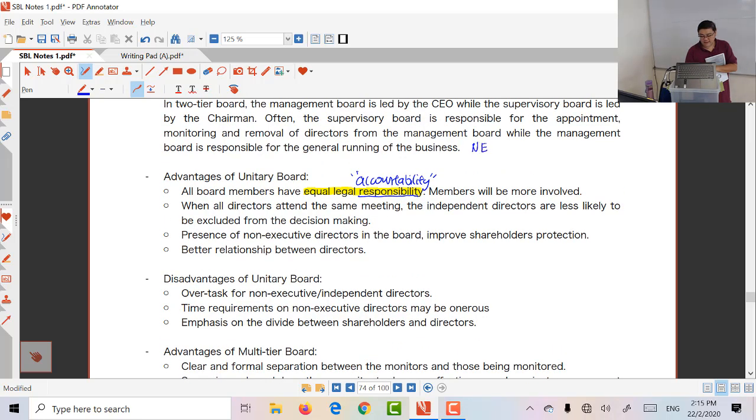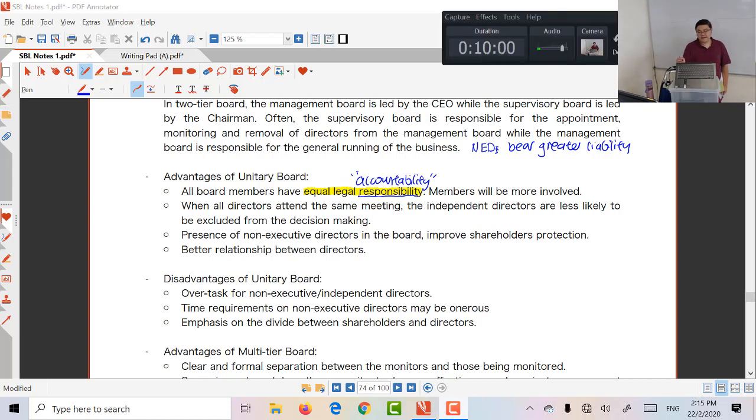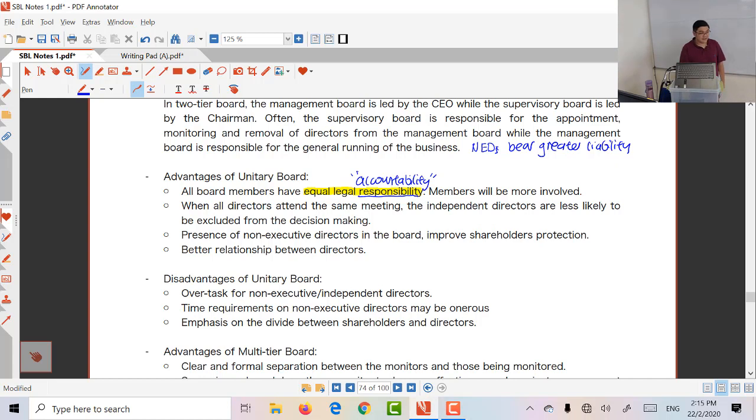So I just want to sum up what I say. You bear greater liability. Okay? NEDs bear greater liability as a result of the lack of information. The lack of information comes from the fact that you're not involved, you're not running the business. A lot of things you may not know.